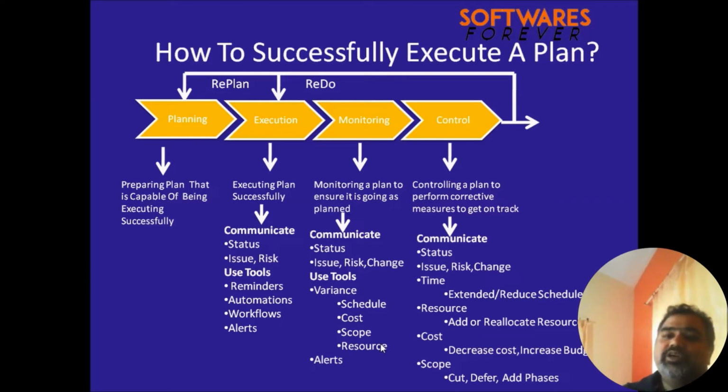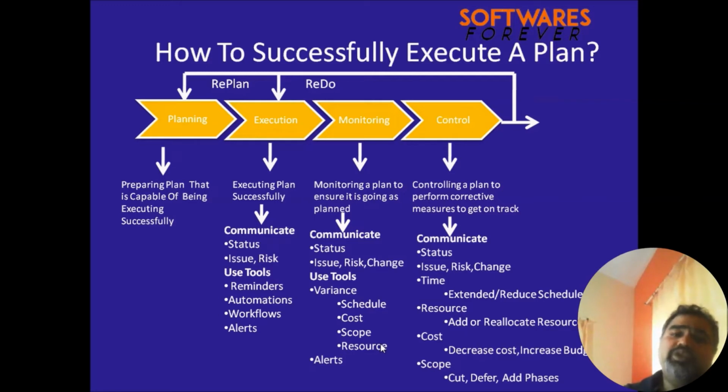Then in the control stage, we'll try to control all the activities as per the plan, and we will perform all the corrective measures to get the project on track. Here we will communicate with the stakeholders by submitting the status, meaning we will create the status report and submit it, and we will track the issues, risks, and changes. And we will control, like if there is any schedule variance, then we will try to extend the time, or if that much time is not required to complete that task, then we will reduce the schedule.